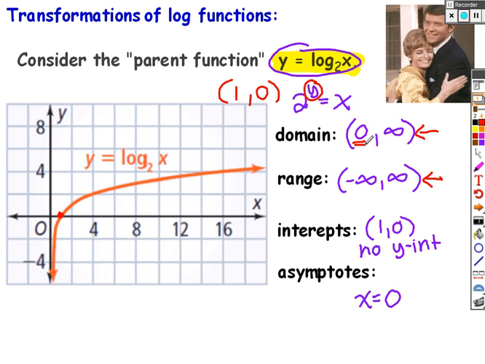I'm never going to hit the y-axis, but I will get very close to the y-axis, which means it is an asymptote. The logarithmic function will approach that y-axis, the line x equals 0, but never touch it.